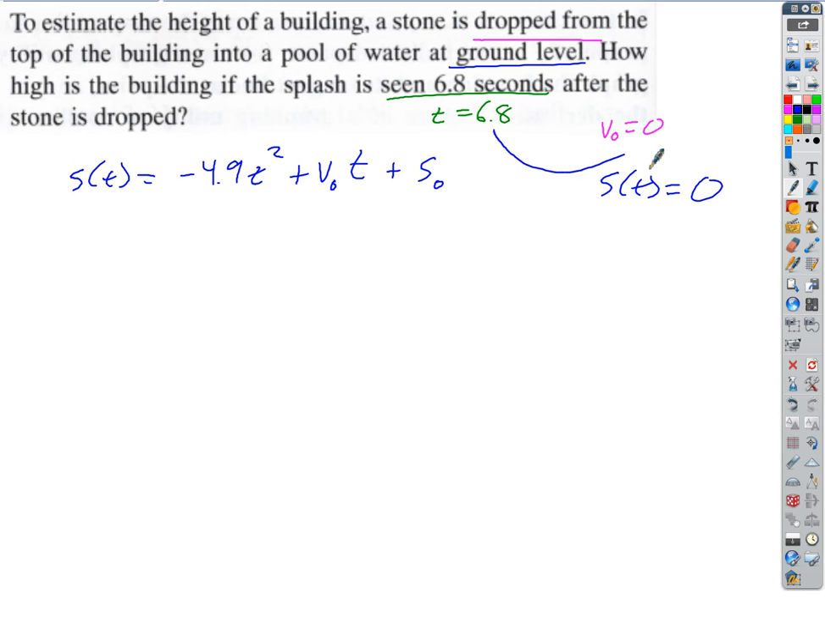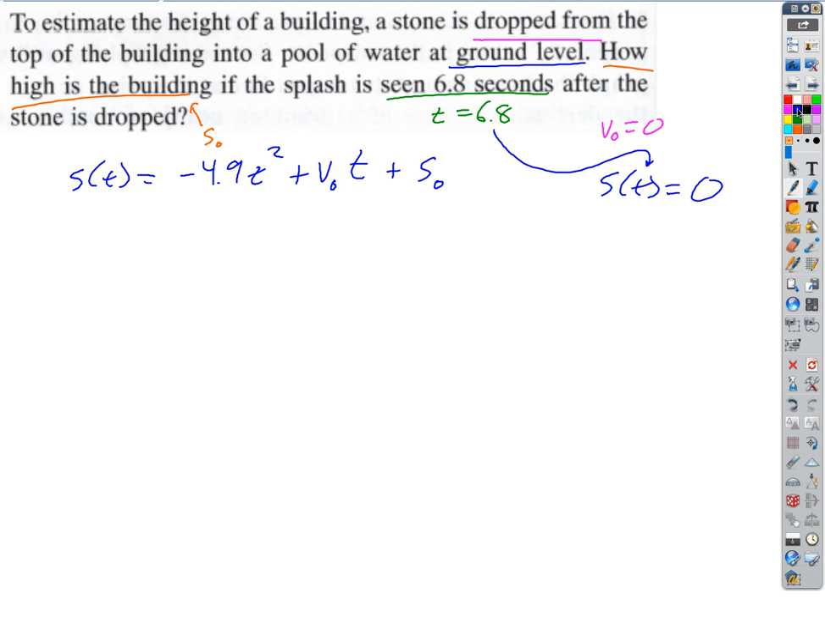T is 6.8. So if we're trying to find, we want to know how high is the building. Well, how high is the building is really just, new color. How high is the building? That's the initial height of the rock, right? So that's really what we're solving for. Okay? Make sense? So if we plug all that stuff in, what do we get?